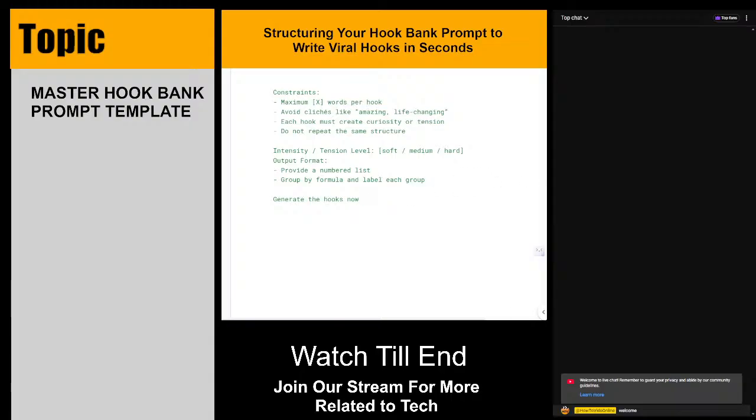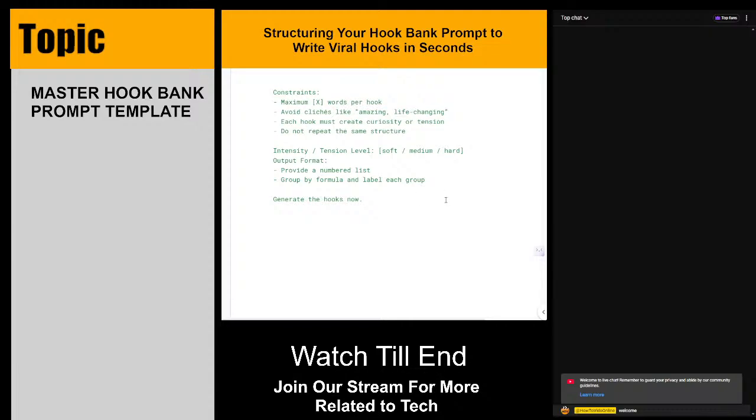So this is the complete prompt. You can save it on your computer by taking a screenshot, or on your mobile to use it in the future. That will save you a lot of time.